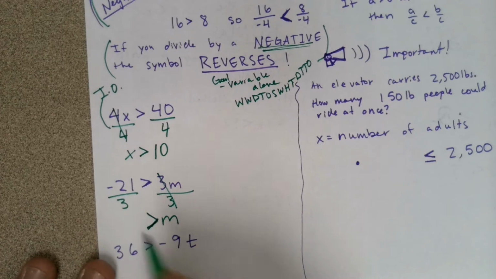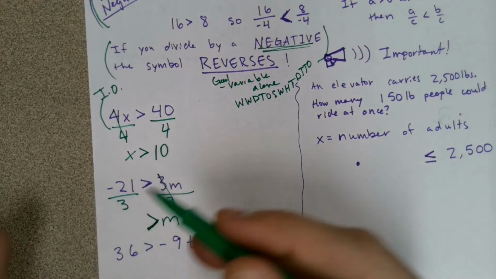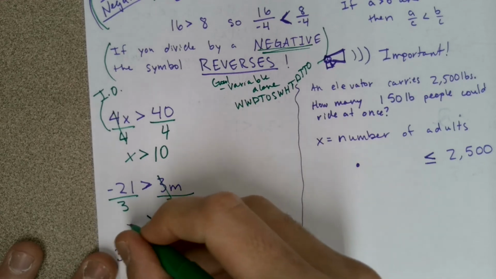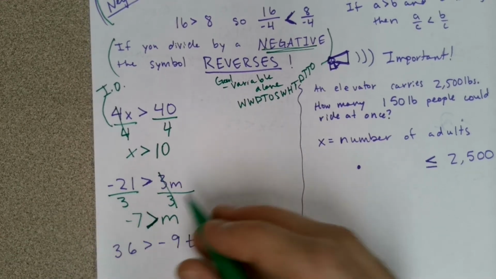Negative 21 divided by 3. Some of you can probably do that in your heads. I'll give that one to you. I know that 3 times negative 7 would be negative 21. Negative 7 is greater than m.